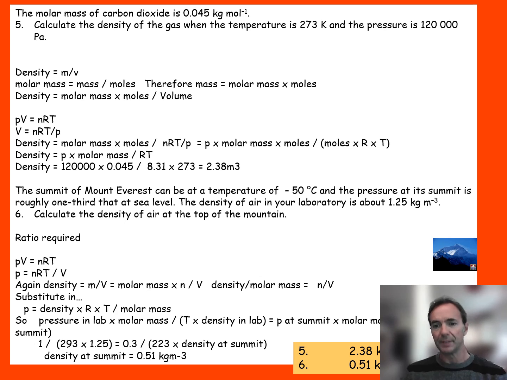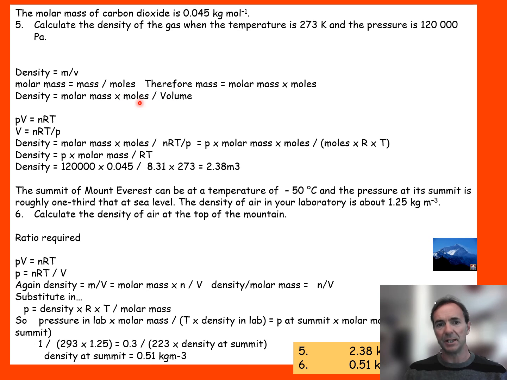Okay, here we go. And this was hard, so you can see by the amount of working I've got on here. So the top one, density is mass divided by volume. Molar mass is mass divided by moles. Not given on the formula sheet. You'll be asked to just remember that one. Therefore, mass is molar mass times moles. So density is molar mass times moles divided by volume.